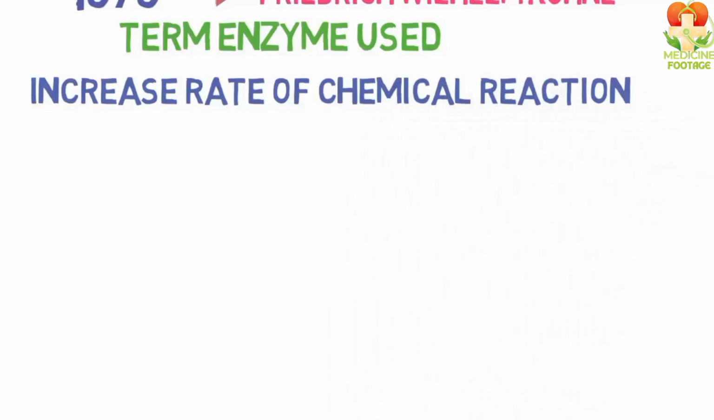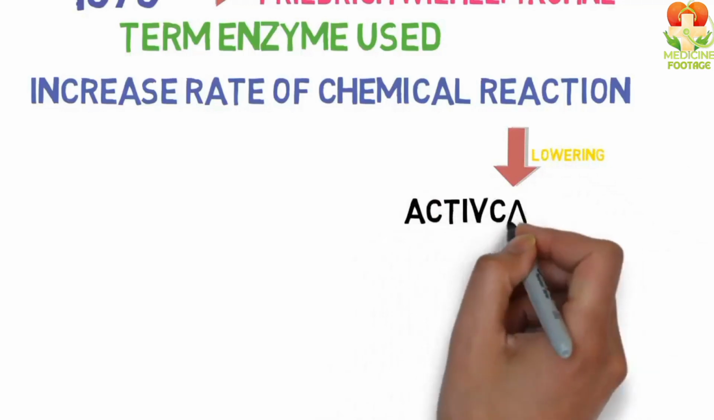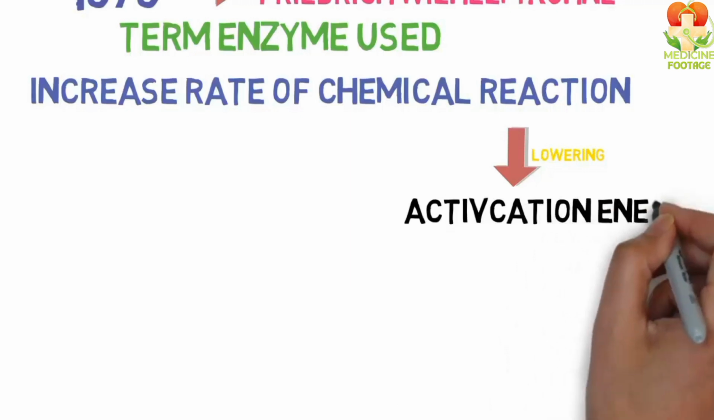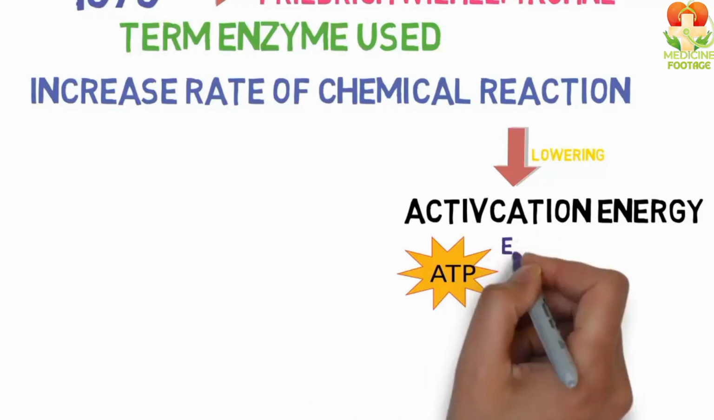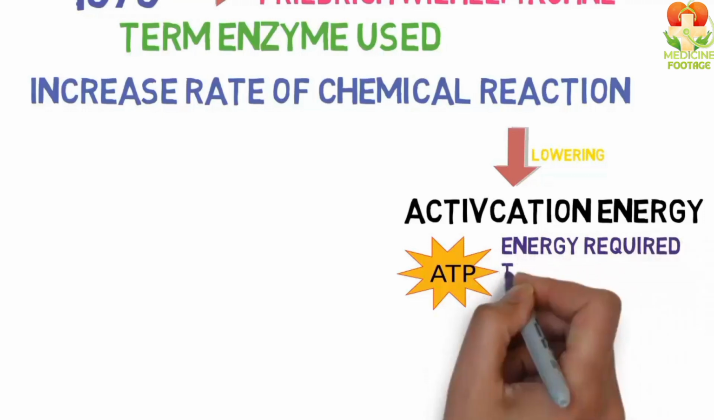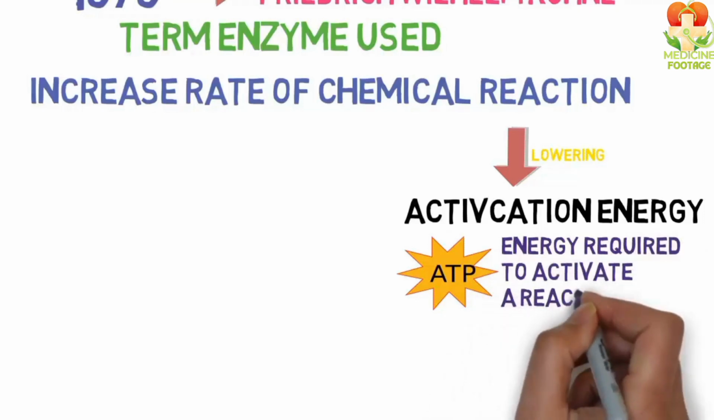And did you know how enzymes increase the rate of chemical reactions? Let me tell you how. They lower the activation energy required for a reaction. By lowering the activation energy, enzymes can significantly speed up the rate of chemical reactions. Now you might be thinking, what is activation energy? Activation energy is the energy required to start a reaction.